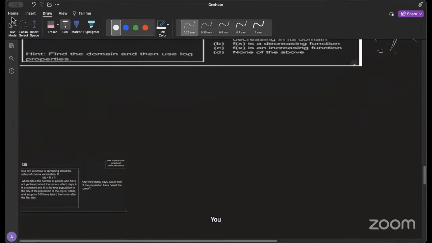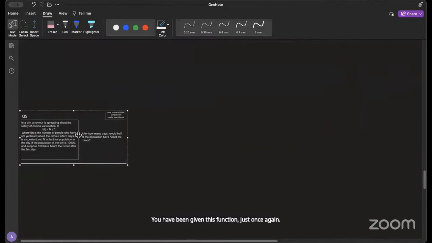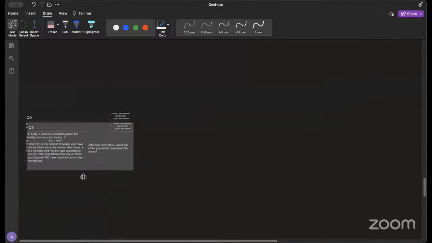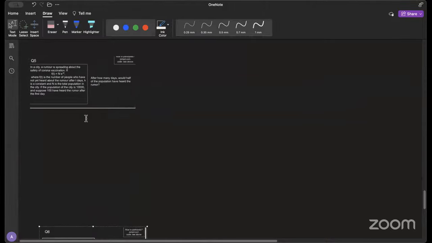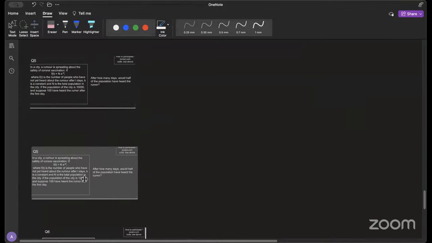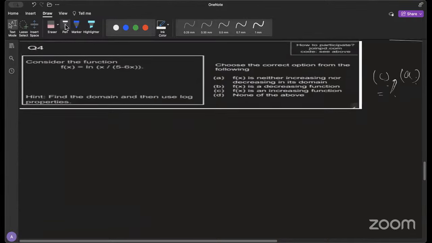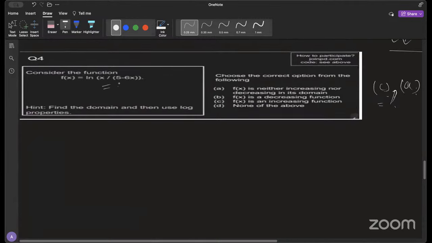You have been given this function. So this is the function given to you, and then there are options on increasing, decreasing, and all. So first, let's have a look at the inner function. Let's call it g(x) this time to avoid confusion. x by 5 minus 6x.